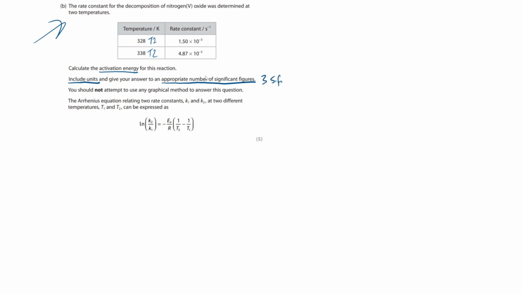All right, perfect. So it says you should not attempt to use any graphical method in order to answer this question, and the Arrhenius equation relating two rate constants K1 and K2. So again, I'm going to do the same thing that I did for temperature. I'm going to call this K1, I'm going to call this K2, at two different temperatures can be expressed as this.